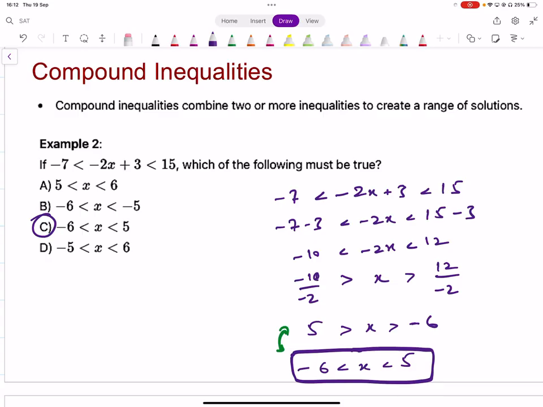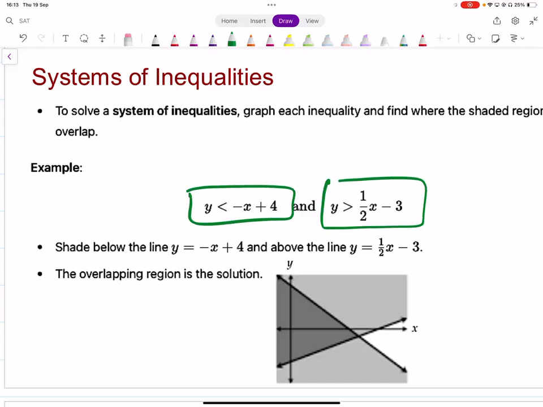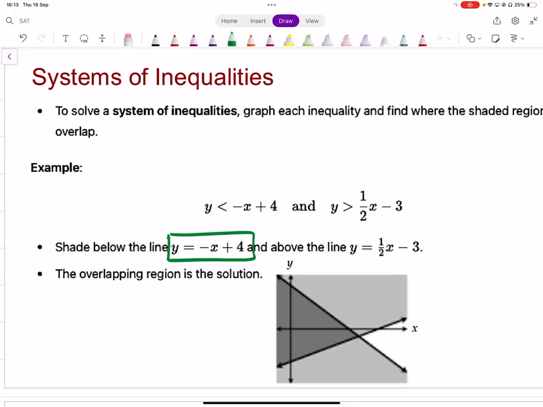No problems? Okay. Then you sometimes have systems of inequalities. Just like we had systems of equations, that means multiple equations which we could solve simultaneously. You could have multiple inequalities as well, which you can solve simultaneously. So you have y less than minus x plus 4 and y greater than half x minus 3. If you had to represent this graphically, you do it the same way as before. Treat them as equations. Draw these two lines, right? And then the region that overlaps is the solution.